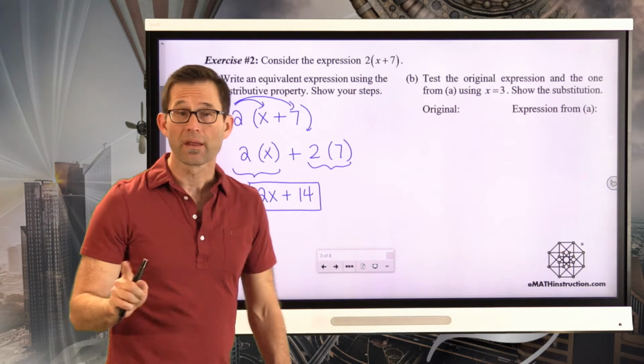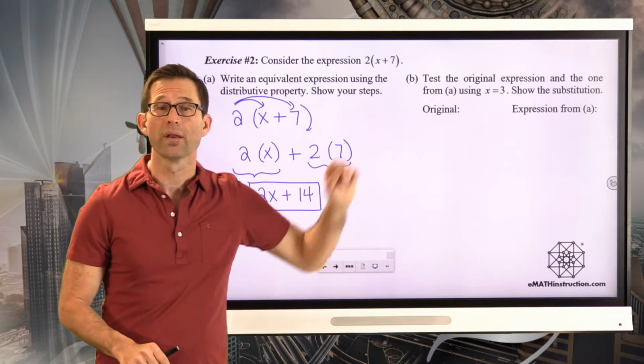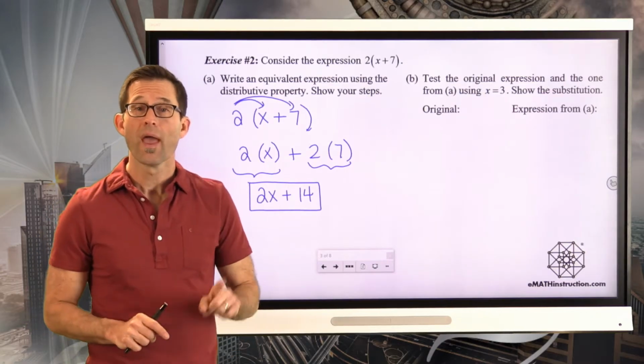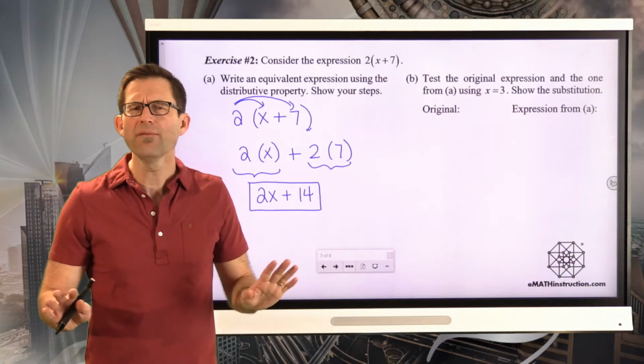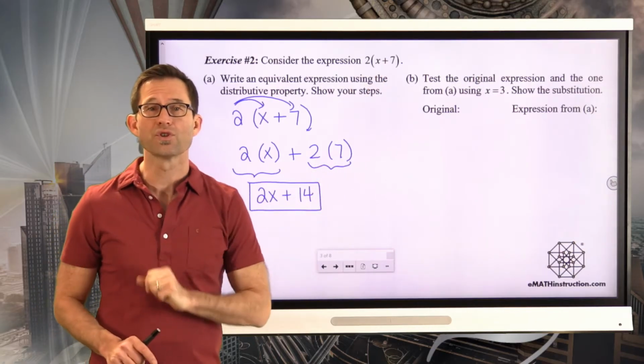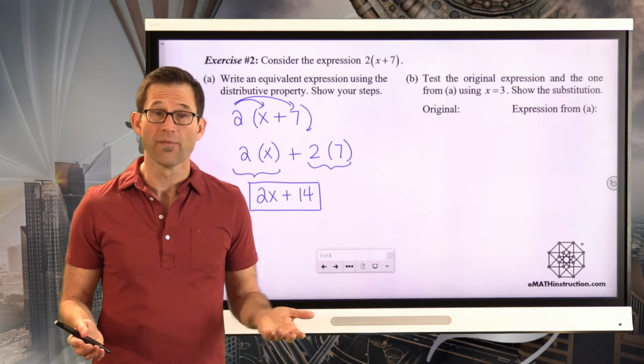Now, my claim is that 2x plus 14 and 2 times the quantity x plus 7 are the same expressions. They're equivalent. And if they're equivalent, I can grab any value of x I want, put it in here, put it in here, and I should get the same value. We can test that by literally picking any value of x.